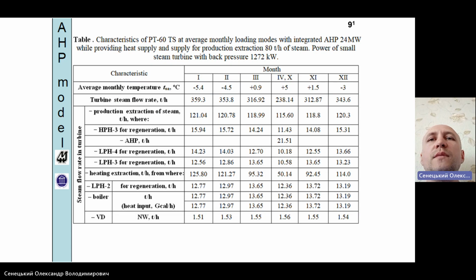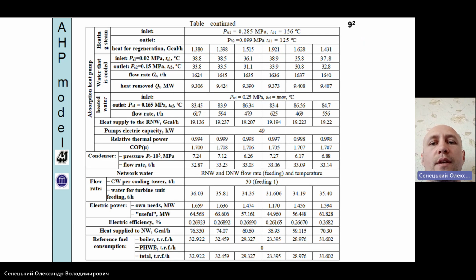Characteristics of the PT60 thermal scheme at average monthly loading modes with integrated AHP at 24 megapascal while providing heat supply and supply for production extraction of 80 tons per hour of steam. Power of a small steam turbine with back pressure is more than 1 megawatt. The results are presented for each month in the heating season on these slides.